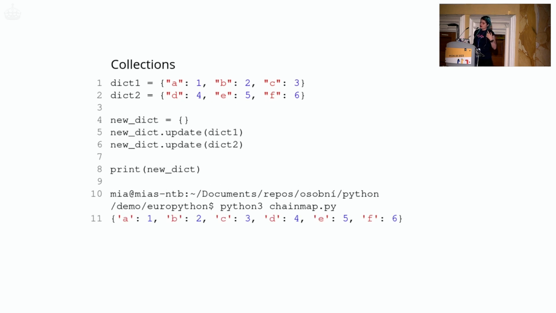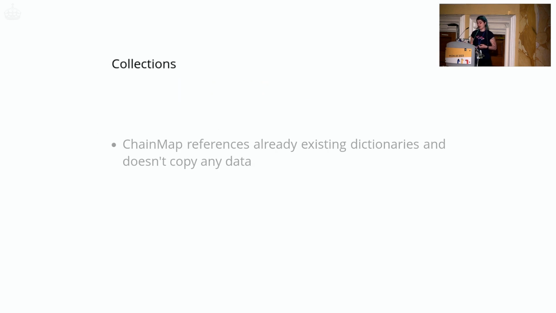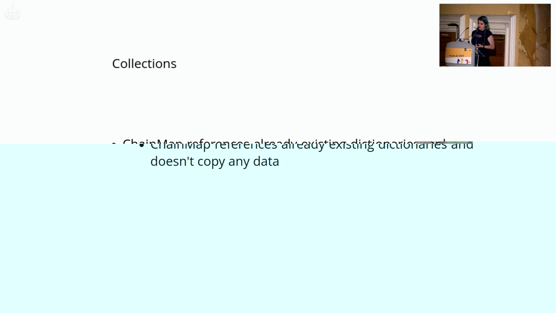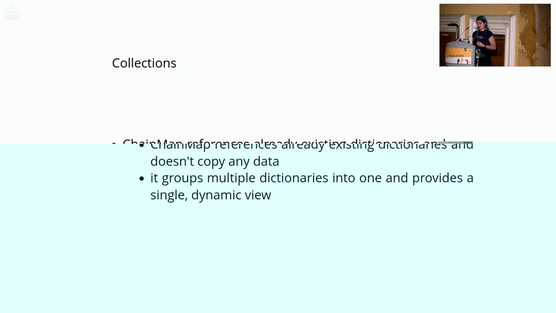And now you might be wondering, how about creating a new dictionary and using the update method to add all the data? Because this is also functional, and in this way we could also group all dictionaries into one and then iterate over it. So the difference is that ChainMap references already existing dictionaries and doesn't copy any data, while the update method does, and that's why ChainMap is more efficient. So basically, it groups multiple dictionaries into one, and it provides a single dynamic view. And when one of the dictionaries gets updated, the update is visible in ChainMap as well.